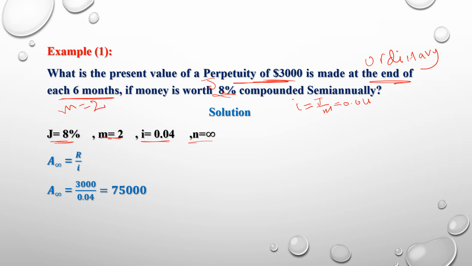So if we want to get the present value of an ordinary perpetuity, we can use the formula A infinity equals R over I. R equals $3,000 and I is 4%, so 3,000 over 4% equals $75,000, and this is the present value of the perpetuity.